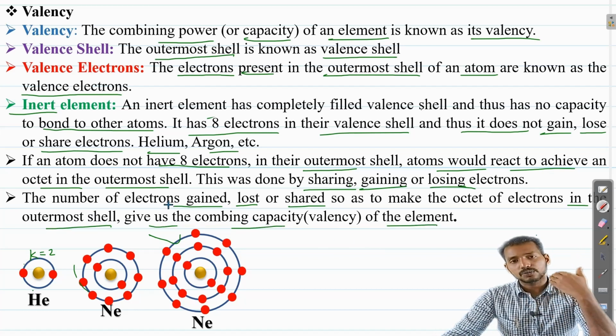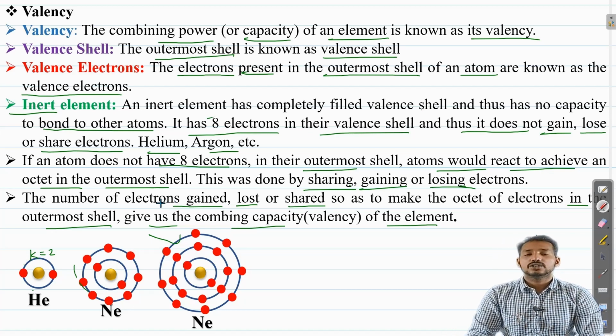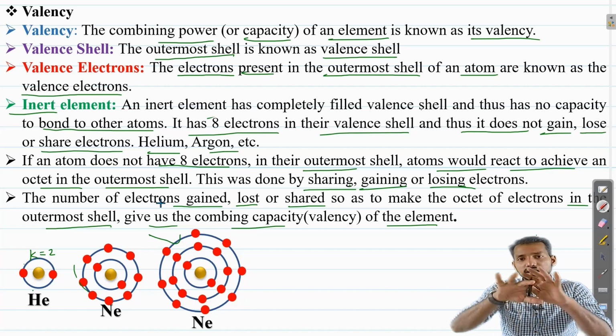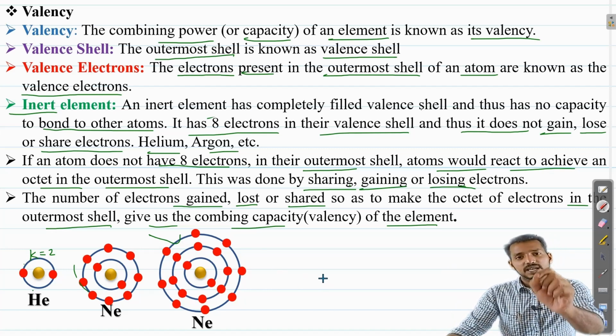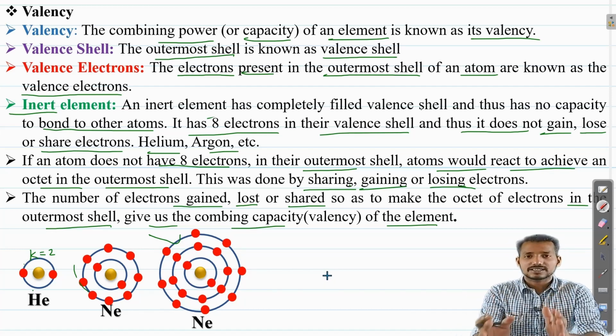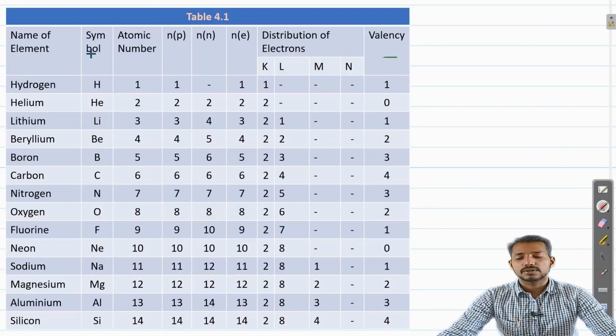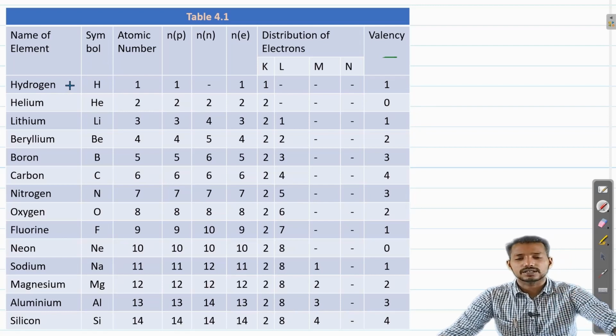That is, how many electrons are gained, lost, or shared to make the octet, to make the completely filled outermost shell. That number of electrons will give the valency of the atom. So let's discuss the valency of some elements in detail. I'm taking table 4.1 to explain the valency of some elements, which is already given in your textbook.